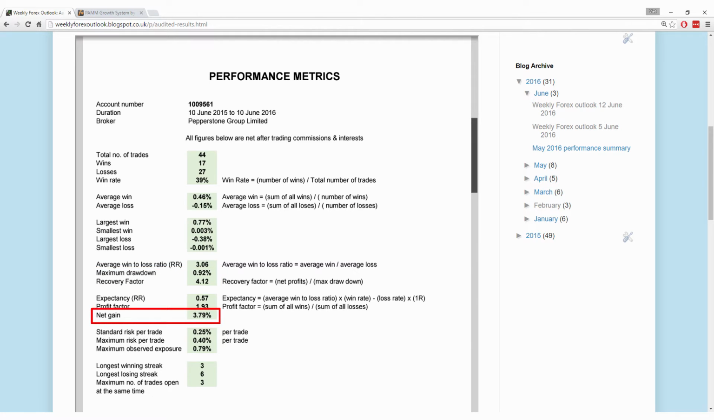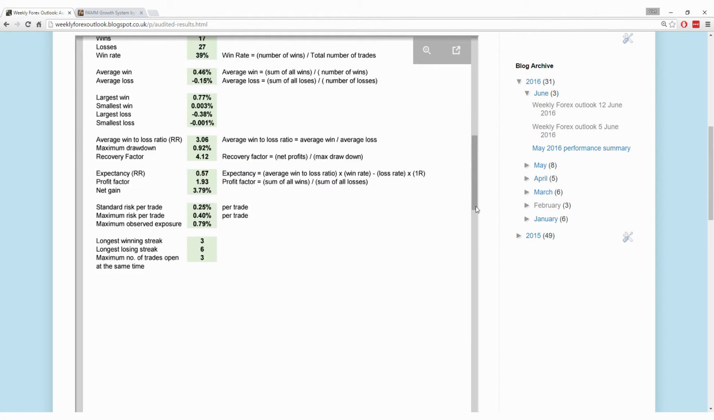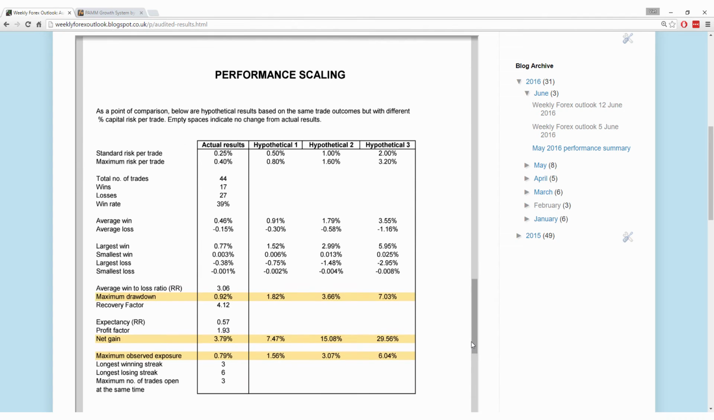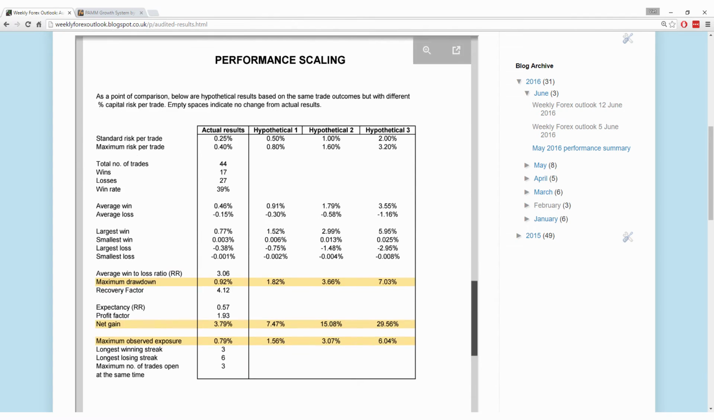Some of you might say that 3.79% gain for the whole year is pretty low, and you can get that in almost 2 trades. Well, you need to put this into context. This page shows my actual performance in comparison to 3 hypothetical scenarios.